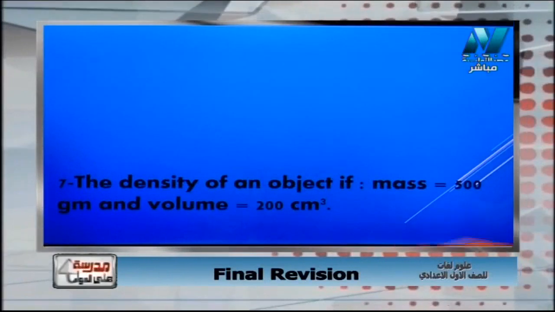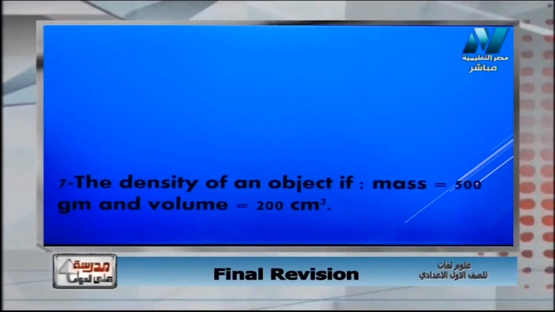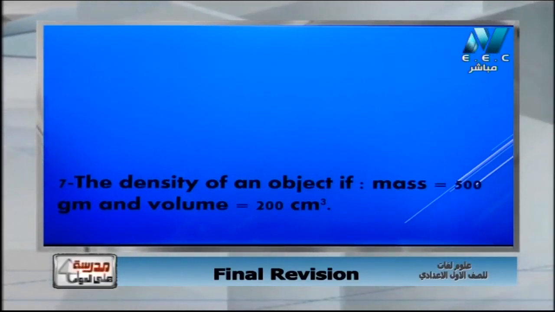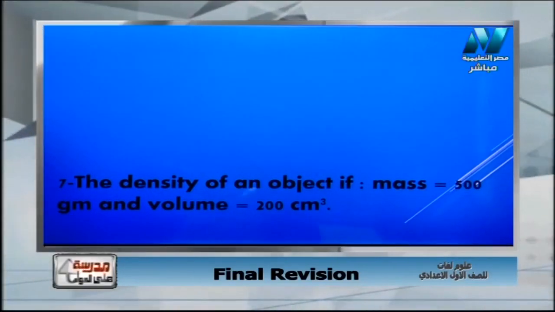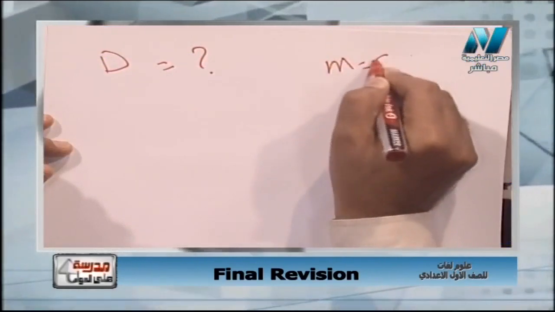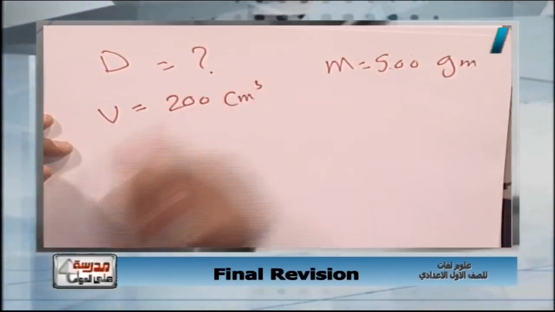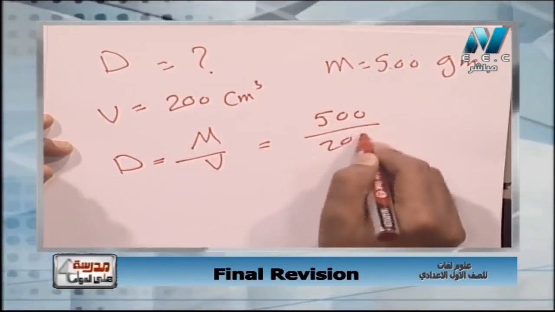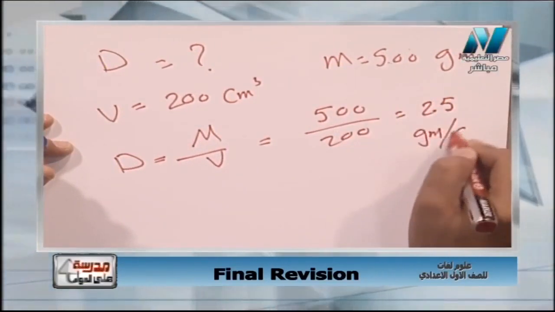Another problem. He needs the density of an object if mass equals 500 gram and volume equals 200 cubic centimeter. So density equals mass over volume. It will be 500 divided by 200, so it will be 2.5 gram per cubic centimeter.